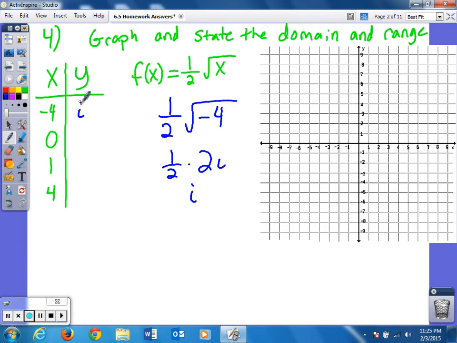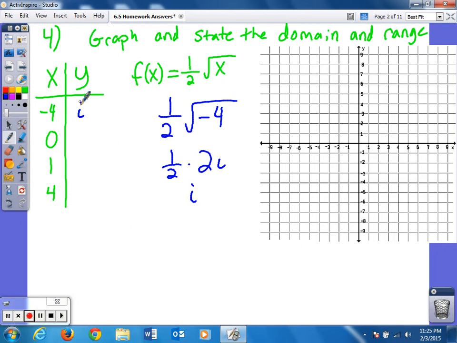So if we plug in -4, we get into the imaginary numbers, and then we would need another dimension on our x-axis in order to graph that two-dimensional number. Since we're not doing that, we're staying on the xy plane, we're not going to graph this. It's not going to be in our domain.